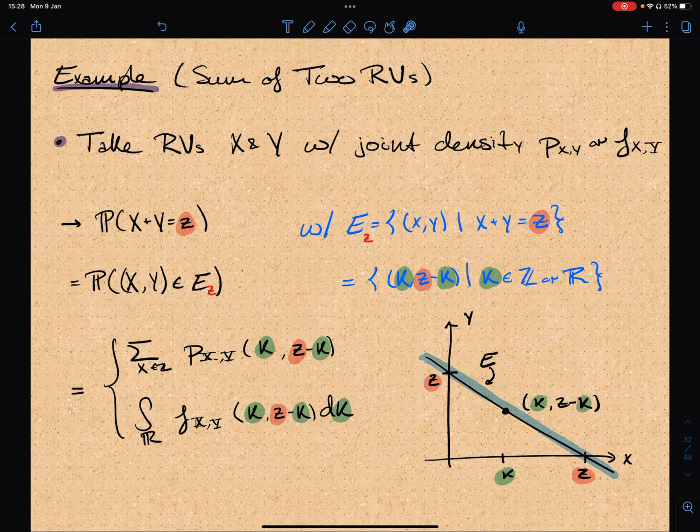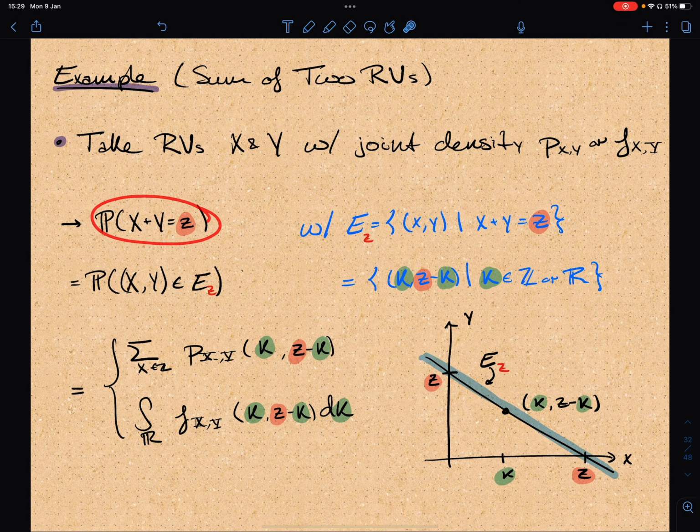depending whether you're in the discrete or continuous case. And pictorially, this is the way that it looks if you're in the domain of the random variables x and y. E sub c, the event that x plus y equals c, is that the random variables lie on this straight line. So that x plus y is equal to c, and the way that we can parameterize it is with one variable k, and for each k you're going to have this tuple that's going to lie on the line E sub c.